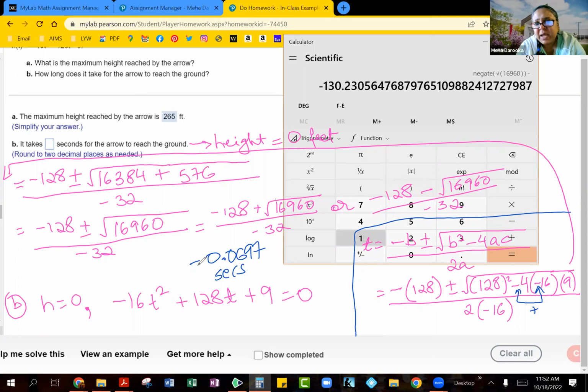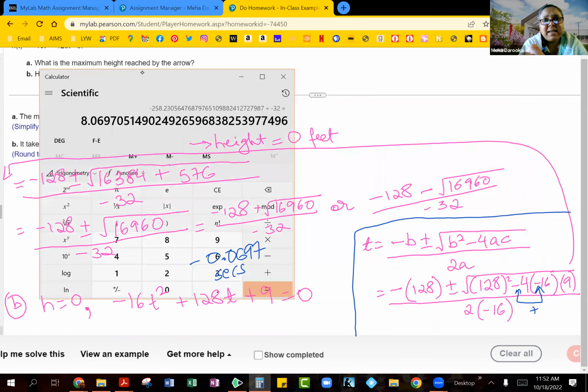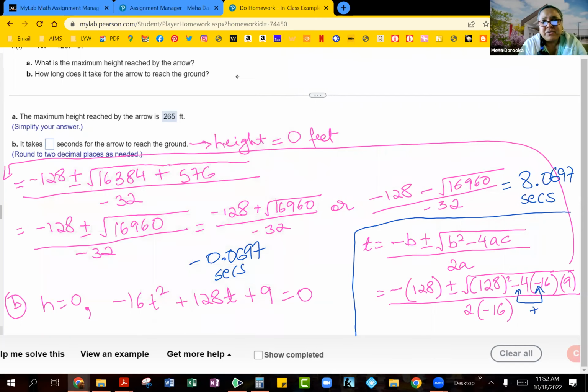So from this, I'll subtract 128. And you can see this is what we come up with, negative 258 and some change. Divide this by, again, negative 32. That was our denominator. And you can see this one ends up giving us an answer that will work for us. So you are now getting, for this one, positive 8.0697 seconds. So that's how you have to decide between the two.